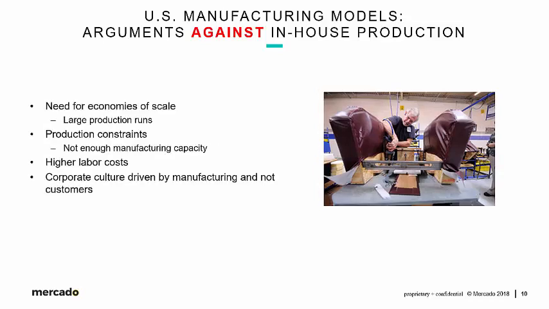Moving on, what are some of the other arguments against in-house production? We're always going to need economies of scale, meaning that our production equipment is running all the time to get the most out of our investment in that production equipment. What are expressed as large production runs. Run a machine all day making the same thing. Economies of scale, because the more we produce, the more units we produce, the more we can spread our fixed costs across that number of units.